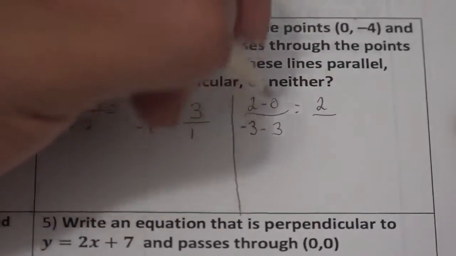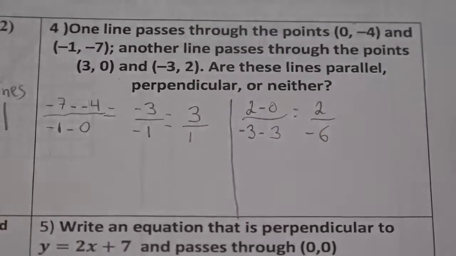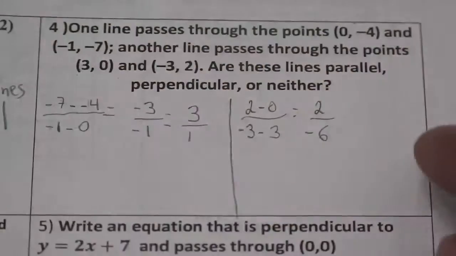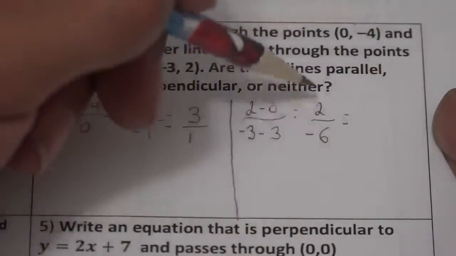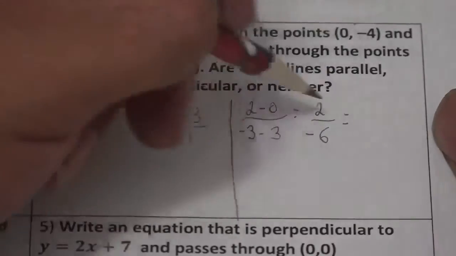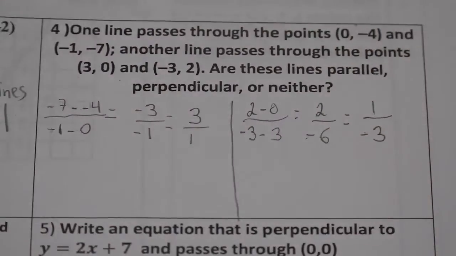So 2 minus 0 is 2. -3 minus 3 is -6. Okay. Now, if you don't know how to reduce fractions, you can always put the fraction in the calculator, and the calculator will tell you what the reduced fraction is. Here, I'm going to do it by hand. So, to reduce a fraction, just divide by a number that you have in common. So, let me divide this by 2, and also by 2. You cannot divide by a different number. So, it's 1 over -3.